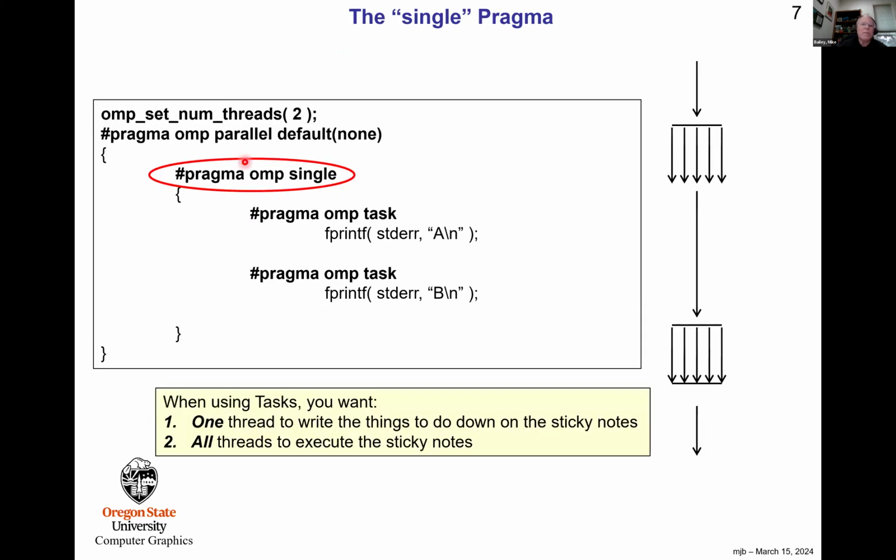Here's what you do. This is a great use for that pragma OMP single. Okay, so right here, right after this OMP parallel pragma, we have two threads. Now at this moment, we have one thread. And so one thread is creating the post-it notes. Both threads are eligible to execute the post-it notes, but only one thread is creating them.